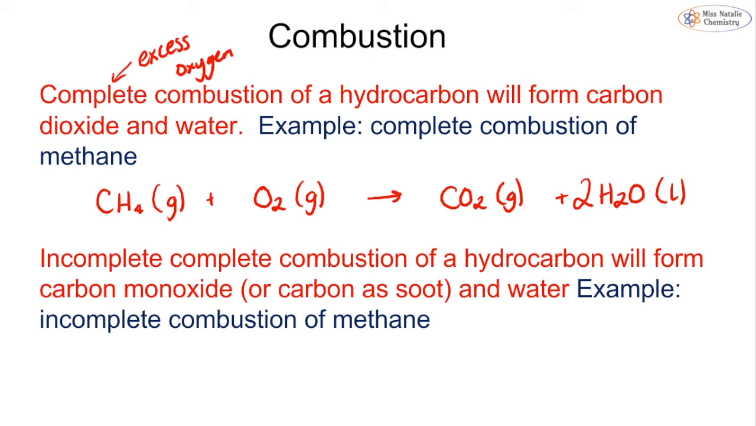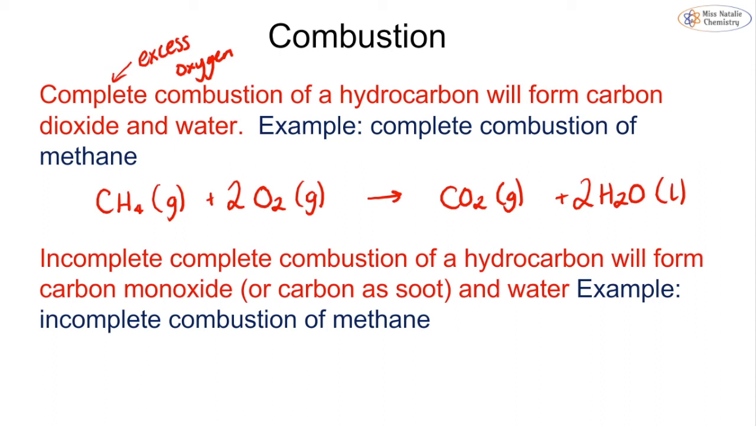For the oxygens, what you do is you add up how many you have, and then you divide it by 2, because the oxygen is diatomic. So I have 2 oxygens from the carbon dioxide, and 2 oxygens from the water, which is 4, and then divide that by 2, gives you 2 molecules of oxygen. And that's our complete combustion.